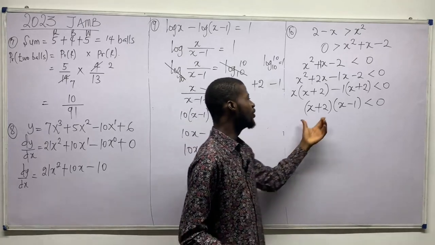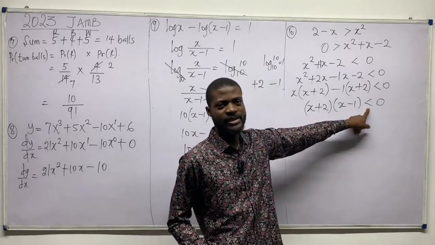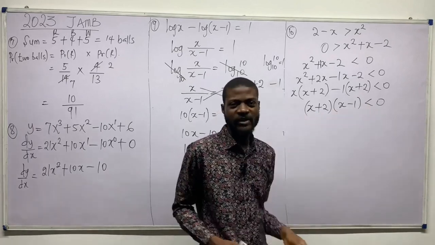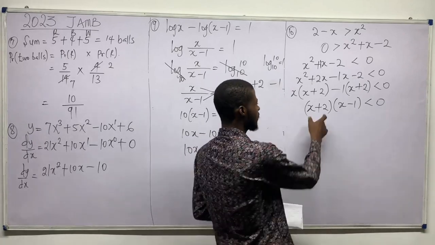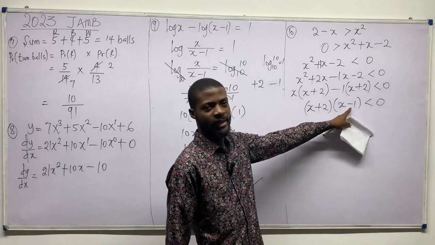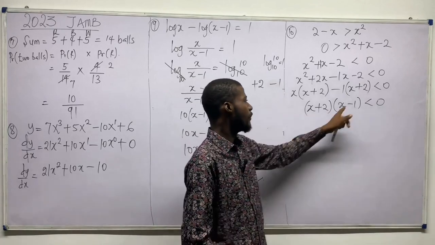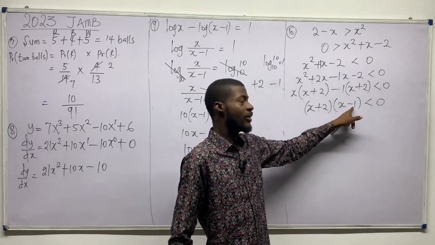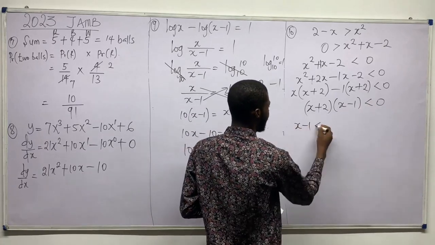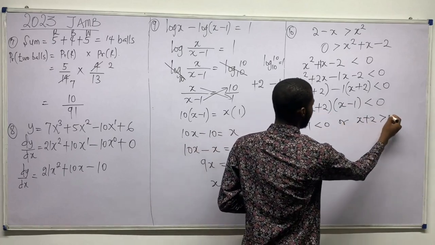I said the junior of these two factors, the smaller of the two factors, is going to take this very sign that you are seeing. And then the eldest is going to take the reverse of that very sign. So right now, between x plus 2 and x minus 1, which one do you think is actually smaller? Obviously, it's minus 1, because they both have x and x. So forget about the x. Look at the numbers. Minus 1 is here, right? So minus 1 is the smaller guy. So I'm going to say x minus 1 is less than 0, or x plus 2 is greater than 0.